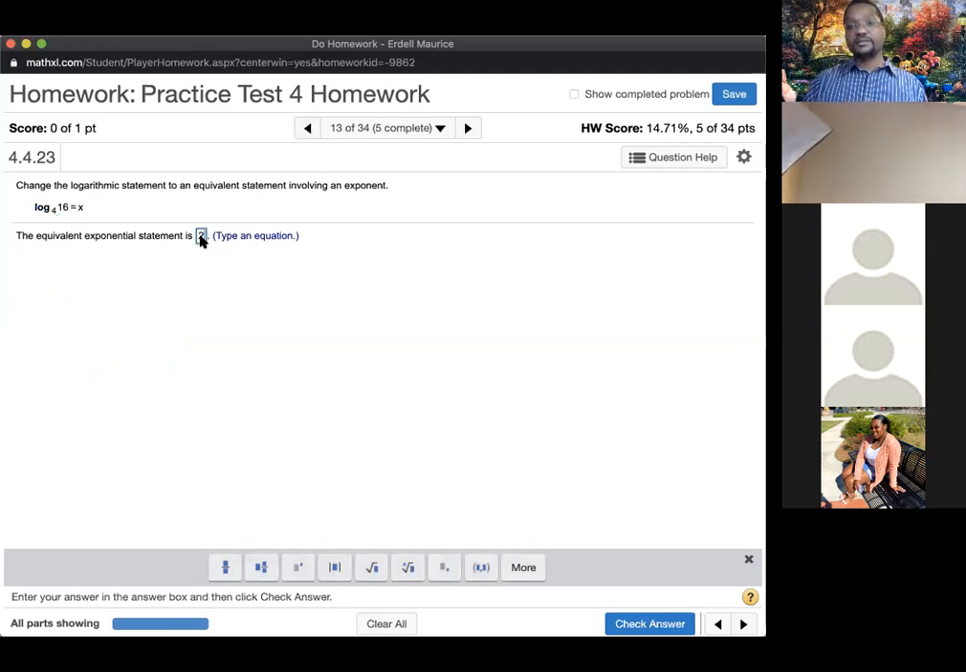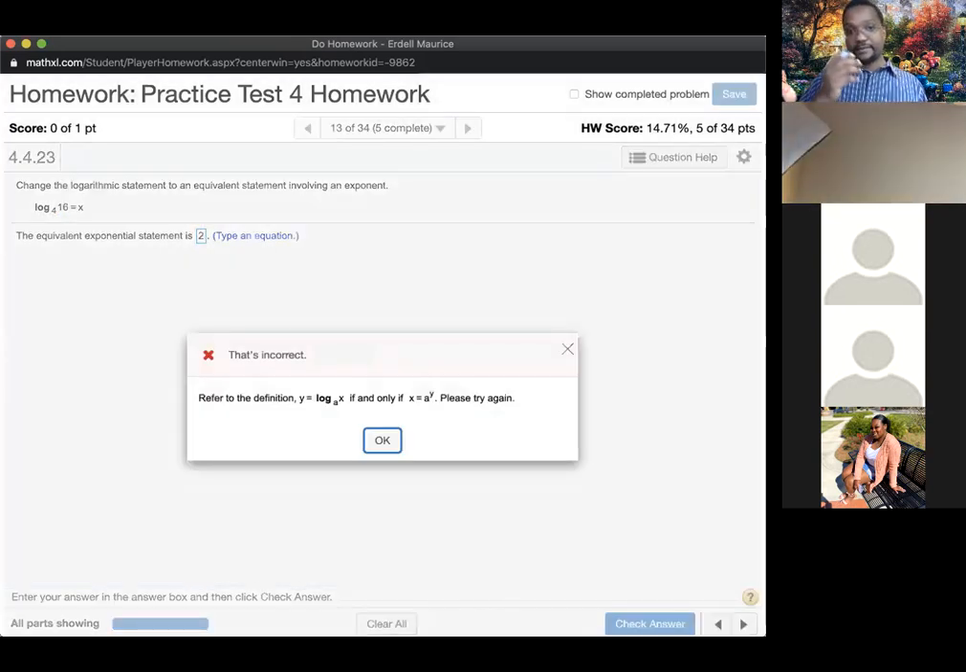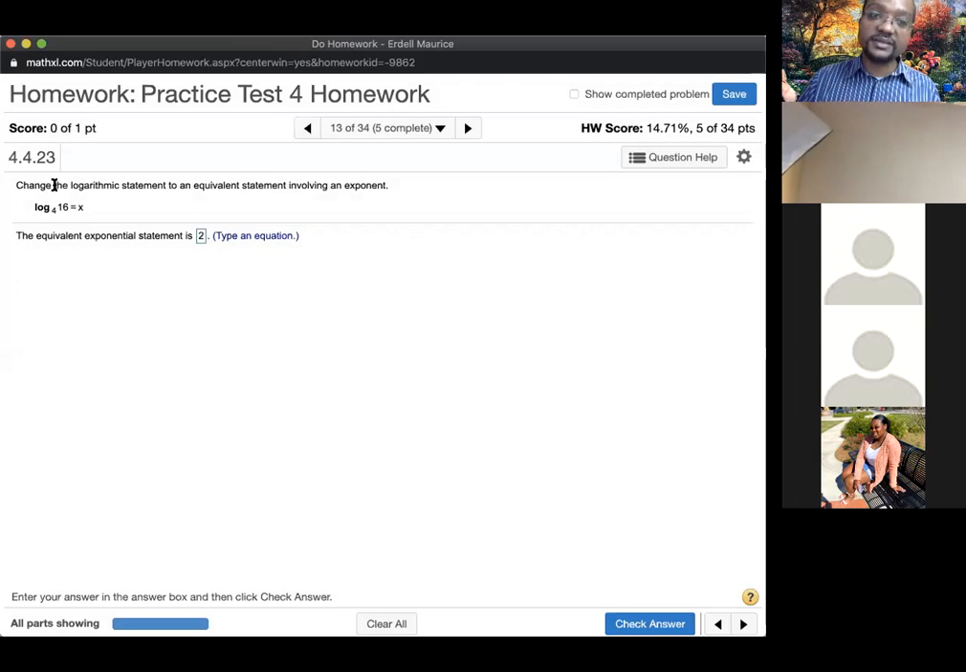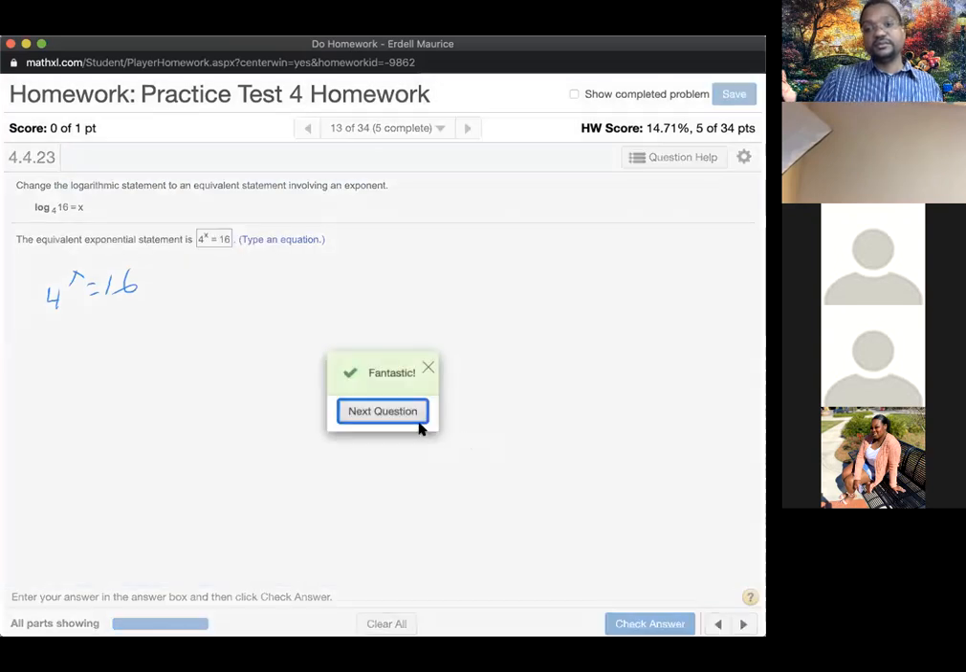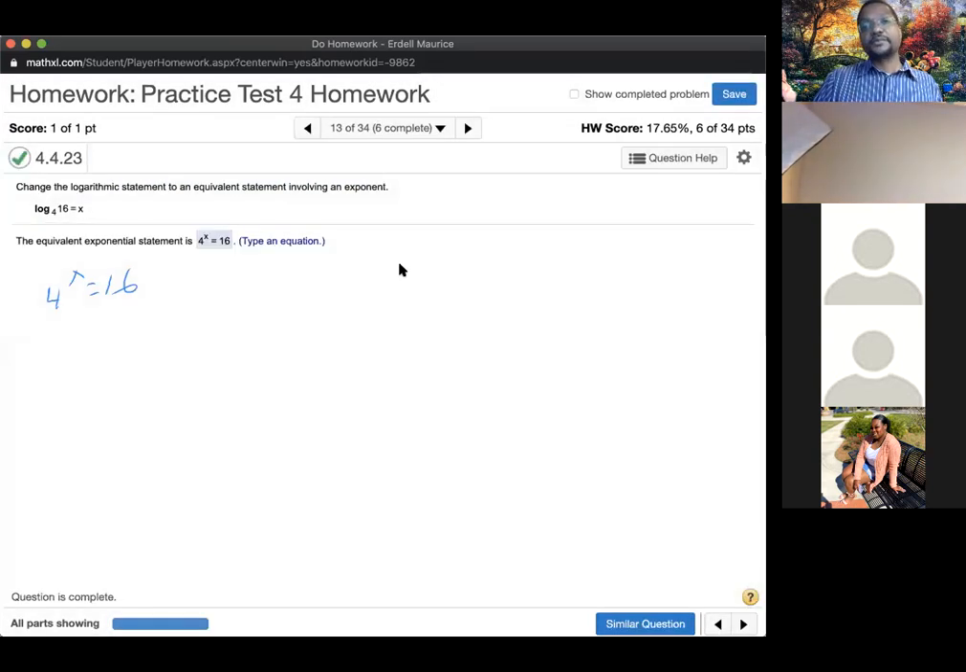Oh, I didn't hit answer. Check my answer. Boom. Oh, good thing I read the problem. The answer is 2, but that's not what it asks. It says change the statement to an equivalent form involving exponents. So the first line I have 4 raised to x equals 16. That's what they wanted. Talk about a classic mistake of not reading the problem.